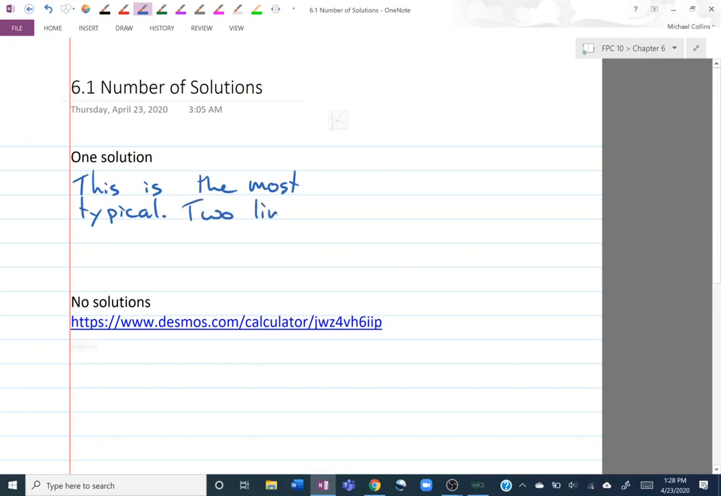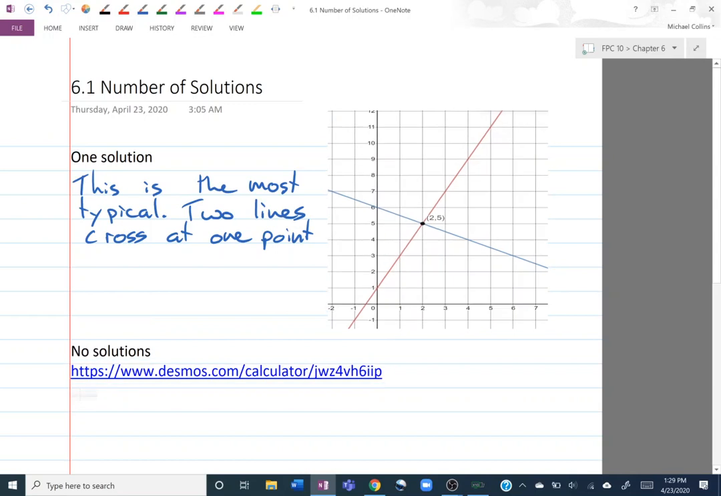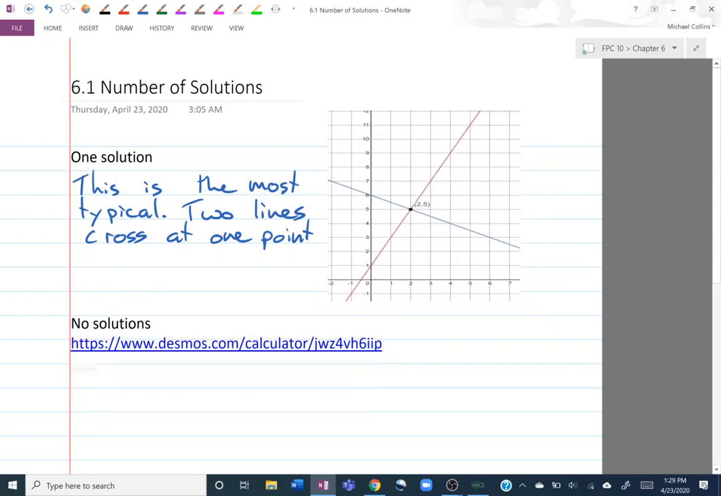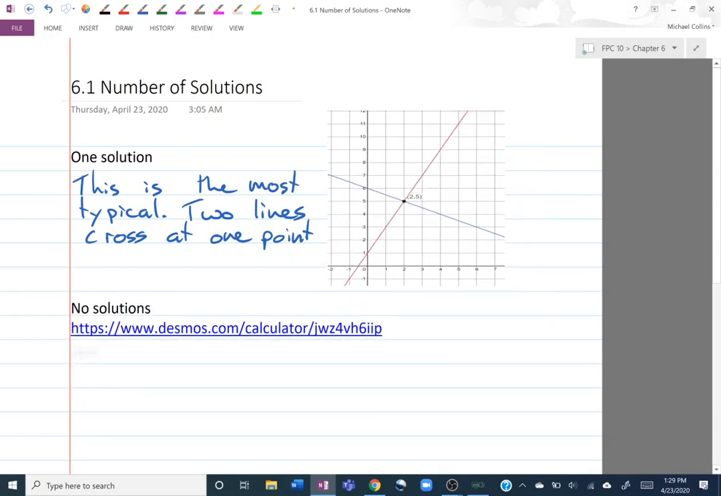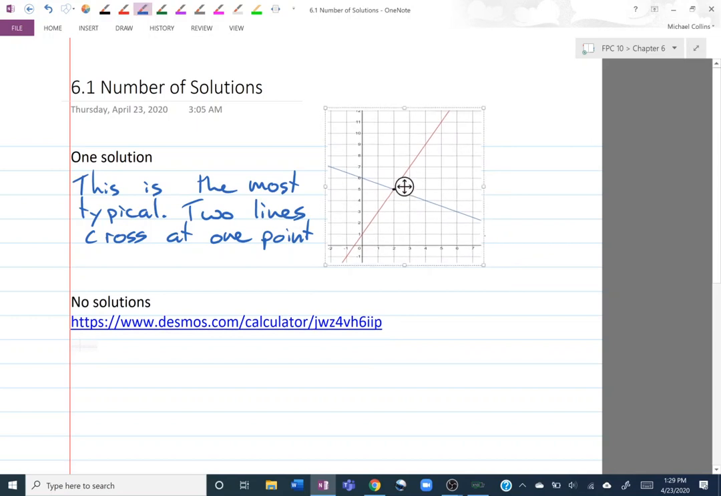Two lines cross at one point. So for me, most of the time when I imagine two lines, this is kind of what happens eventually. They cross somewhere. And there we have an example of two lines crossing. This one is much like our Roadrunner example. These lines cross at 2, 5.